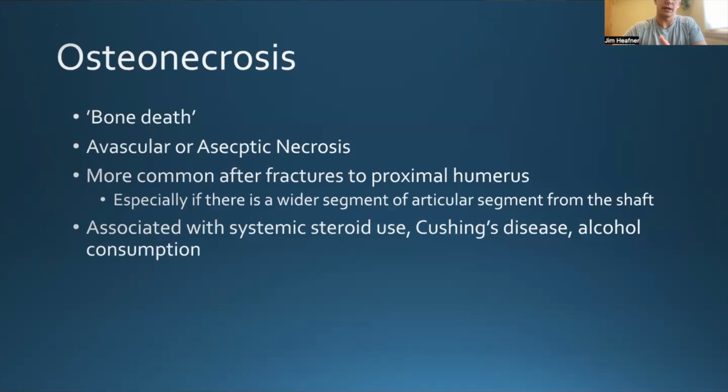Other things that we'll see less commonly in the shoulder is osteonecrosis, so bone death or avascular necrosis of the humeral head. If you're going to see this, it's going to be most common after fractures, or systemic corticosteroid use, or a thyroid issue, or significant heavy alcohol use. That's when you're going to see osteonecrosis of the shoulder or other joints for that matter.